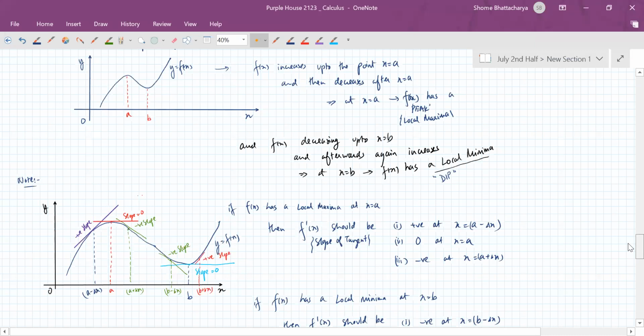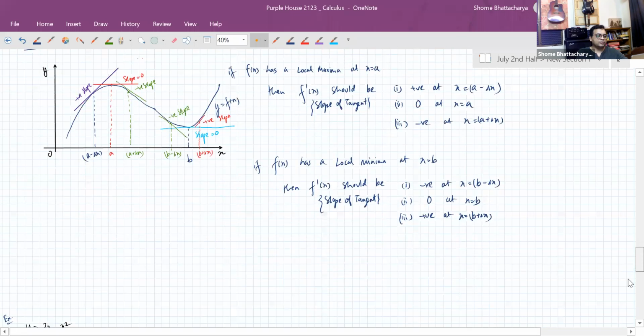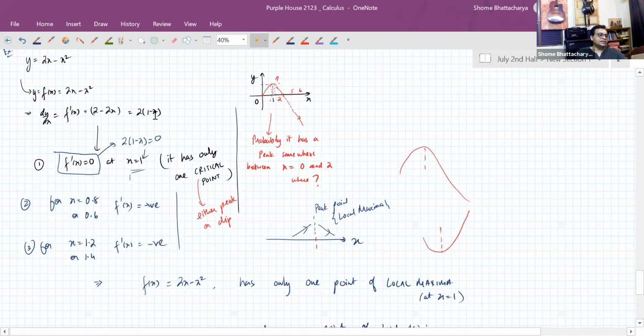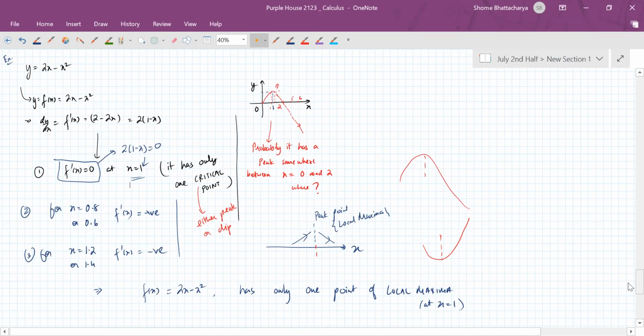Yes, sir. You're understanding? It's not that dy by dx is 0. dy by dx is f prime x. It's some non-zero quantity, but it becomes 0 at a particular point, and that point is called the critical point. So for this function, what is dy by dx? It is 2 into 1 minus x. So this is 0 only at a particular value of x, and any other value of x is not 0. And that particular value is x equal to 1. It's clear now? Okay, sir, thank you.